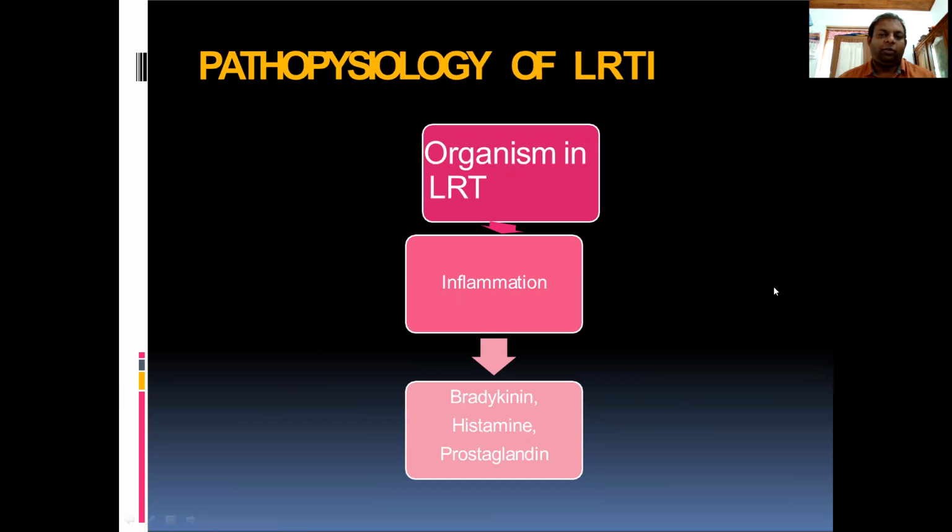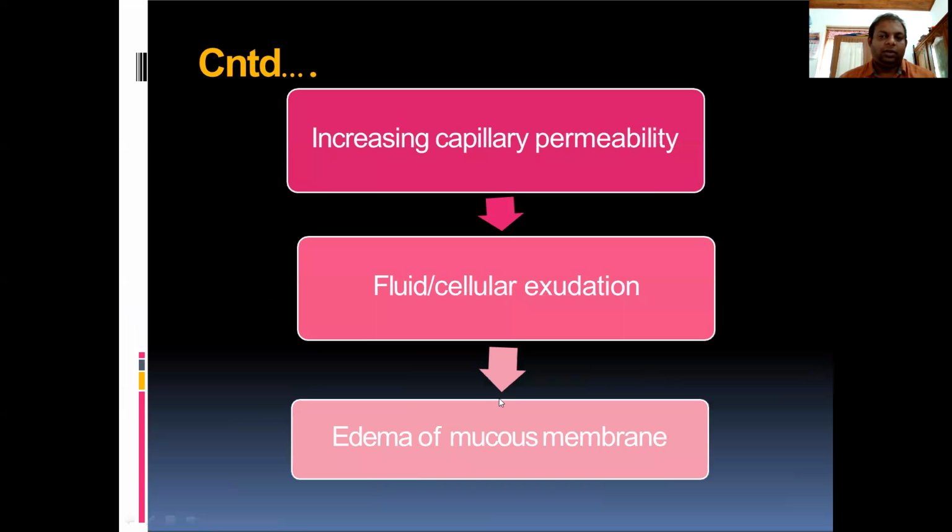Similarly, about lower respiratory tract organisms in the LRT, this leads to inflammation. So they produce bradykinin, histamine, and prostaglandins. Leads to increased capillary permeability. Same as the inflammatory process here.